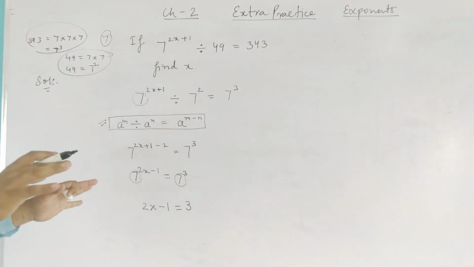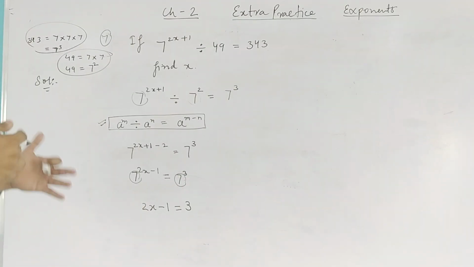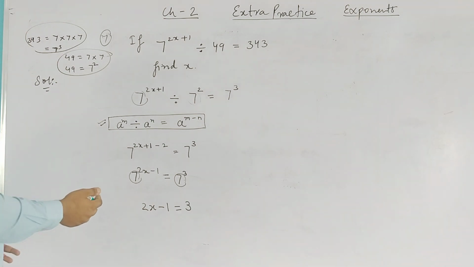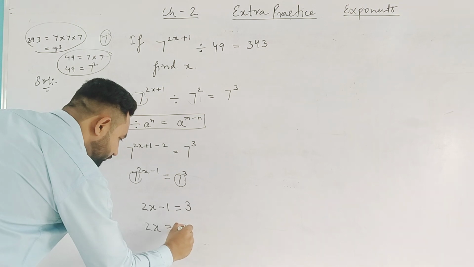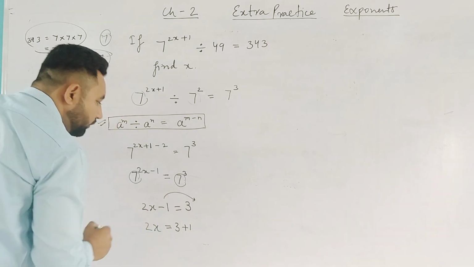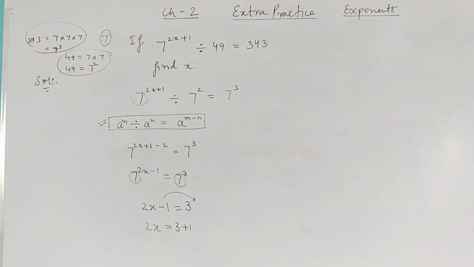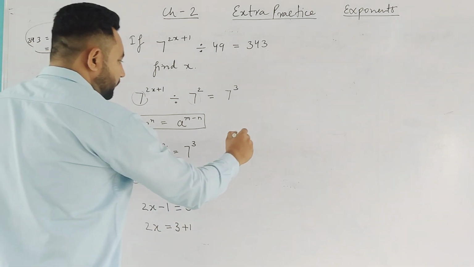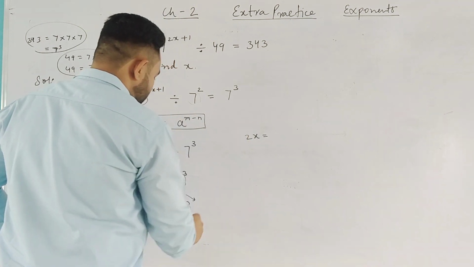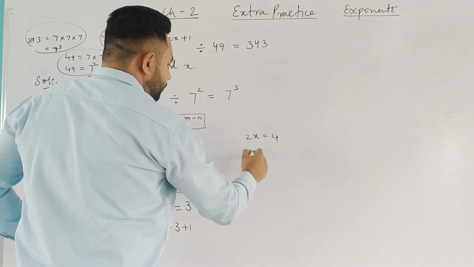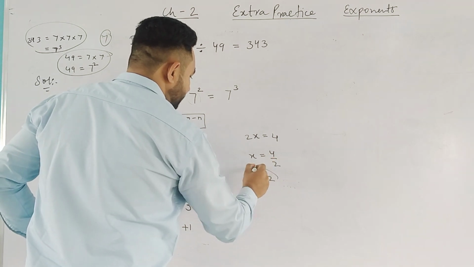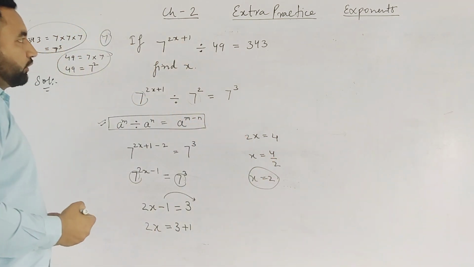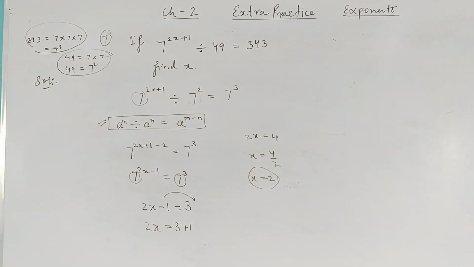The base will get eliminated and we will use the powers to get the answer. So 2x is equal to what? 3 plus 1. Minus 1 will go on the right hand side and become plus 1. So 2x is equal to 3 plus 1, which is 4. So x is equal to 4 by 2, which is equal to 2. The final value of x for this question will be 2.